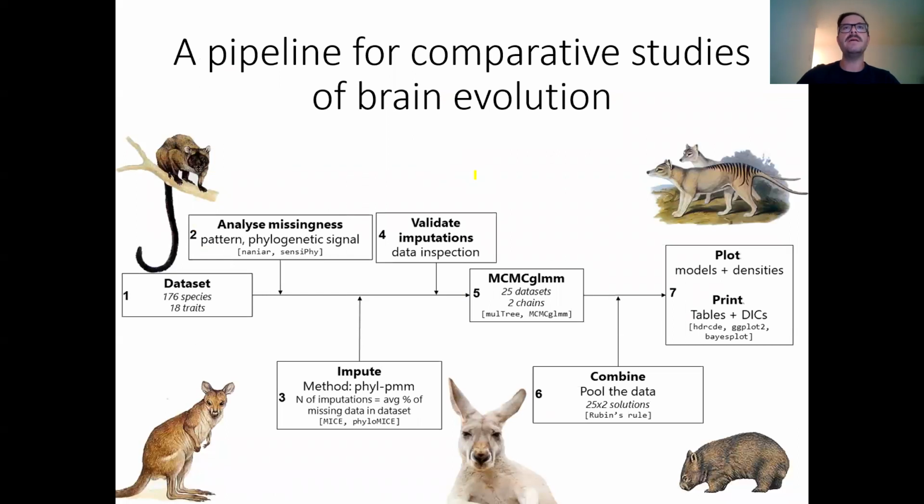I proposed a pipeline for conducting phylogenetic comparative studies, where one starts with a dataset with missing values, and all of our datasets have missing values, especially the larger they get, the more the missing values are. Then after analysis of the missingness, so whether the missingness is at random or not at random, whether there's a phylogenetic signal in the missingness pattern, we can impute those values with an algorithm called multiple imputation with chained equations. And on top of that, we also use the phylogenetic version of this algorithm.